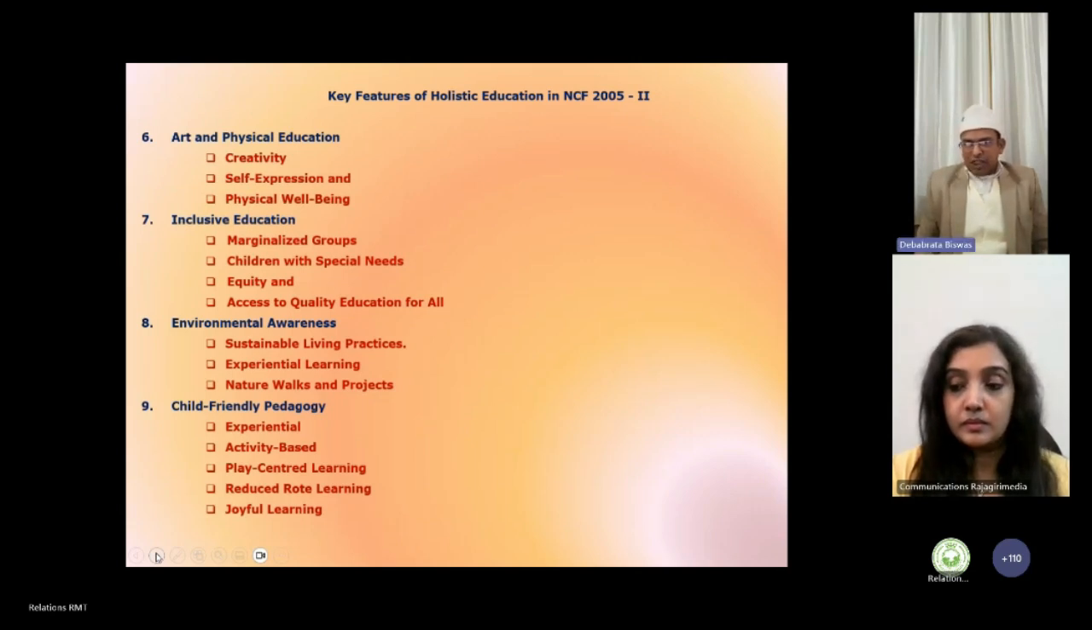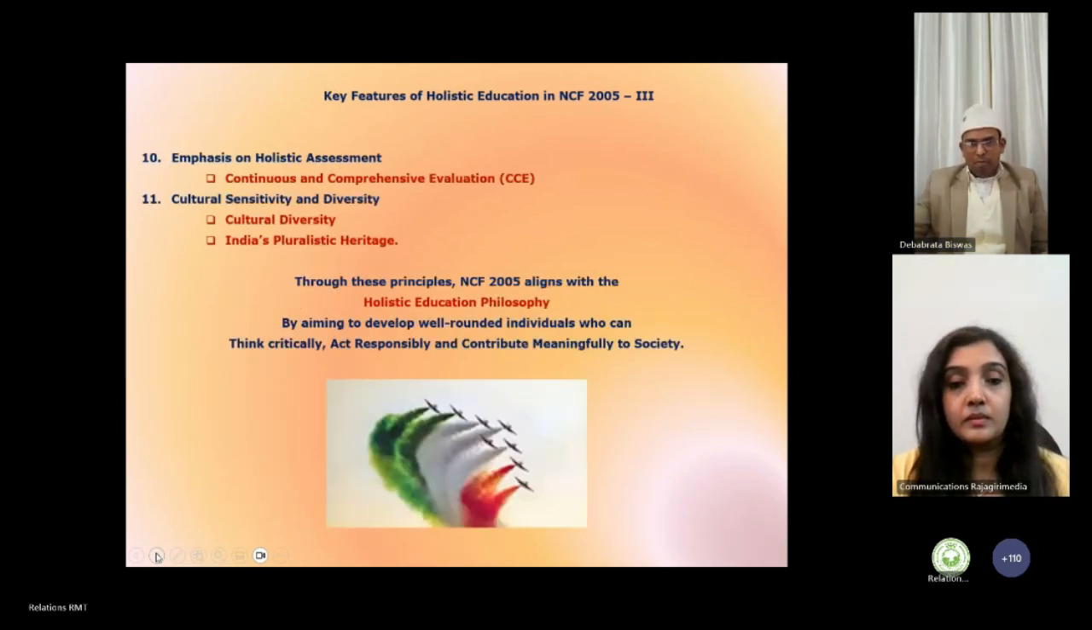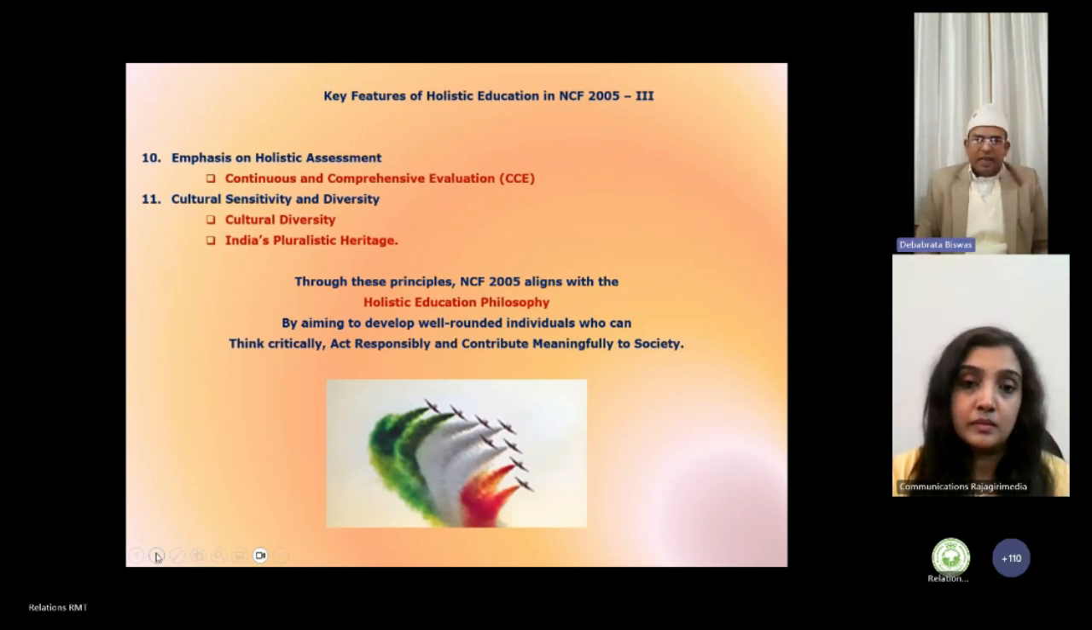So, art and physical education, what is the purpose? The purpose is creativity, self-expression, physical well-being, inclusive education, where everyone will be entertained and no one will be excluded, environmental awareness, child-friendly pedagogy. So all these things are there. Next slide, ma'am. So holistic assessment. Assessment also will be continuous and comprehensive, with cultural sensitivity and diversity. And then these principles together in NCF 2005 focused on holistic education philosophy. Rest all same. Next slide, ma'am.